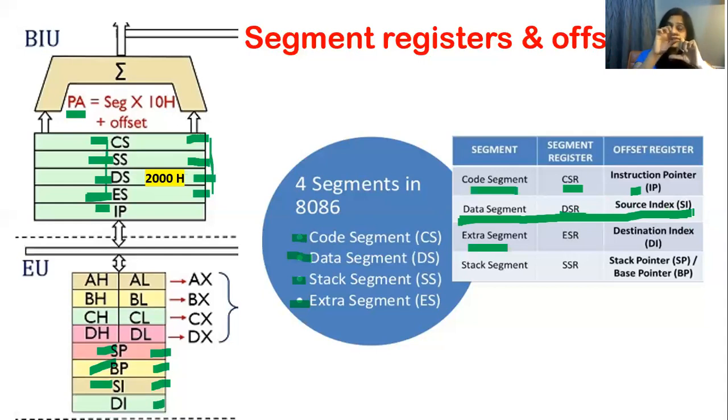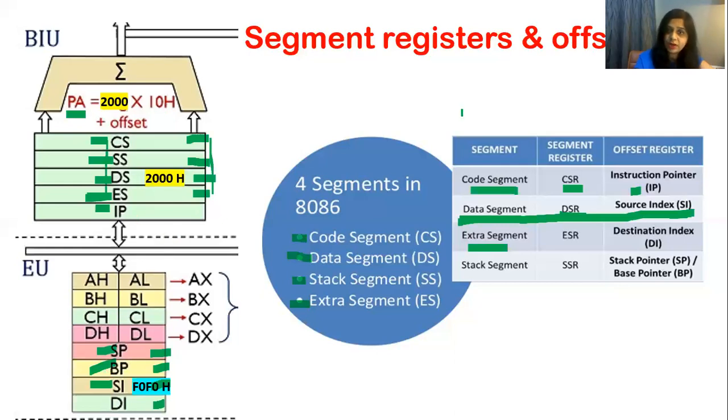Suppose this is the base location and this is the required location which we want to access. The distance between them is known as the offset, and SI holds the offset for the data segment. Let's assume that DSR holds 2000, a hexadecimal number, and SI holds F0. So what is the formula to calculate the physical address? It will take the contents of the segment register, that is 2000, multiply it by 10, and then add the offset.